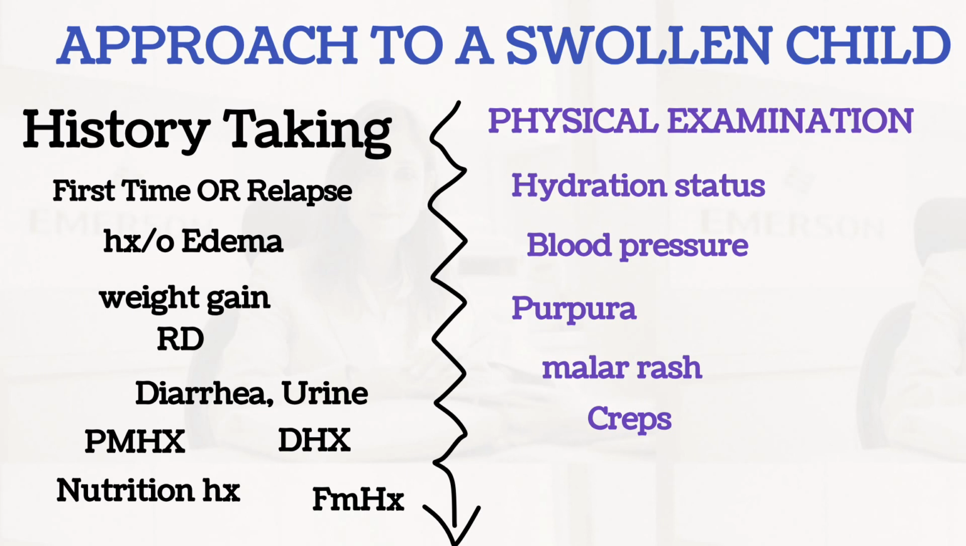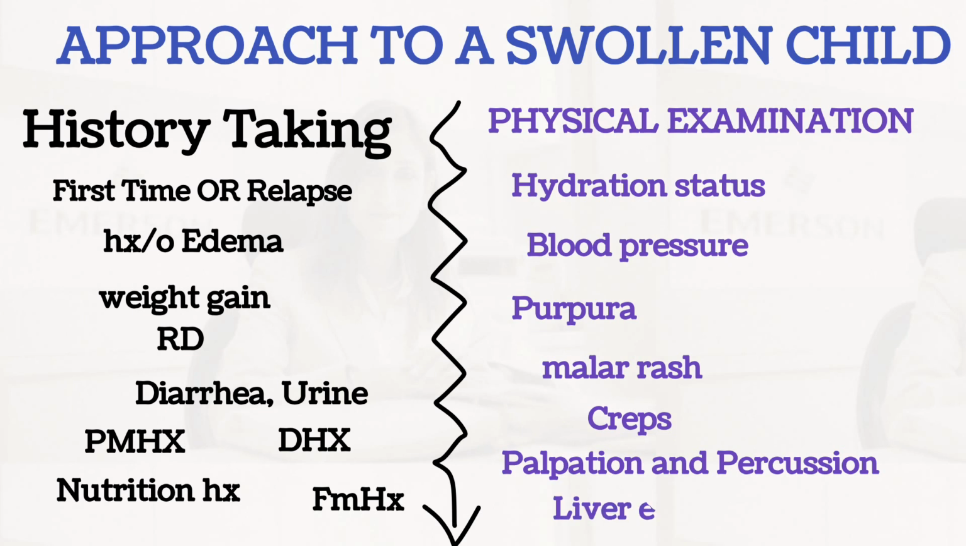You can also do palpation and percussion of the abdomen, which may reveal ascites or masses. Then liver enlargement might also be present in several multisystemic diseases, such as, again, systemic lupus erythematosus, infections, polycystic disease, and glomerulosclerosis. So those are some of the physical examinations.